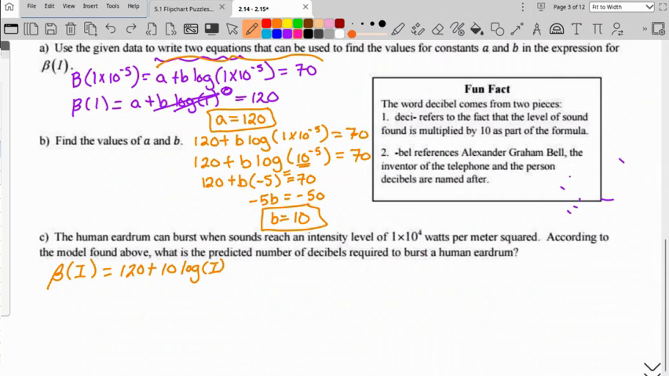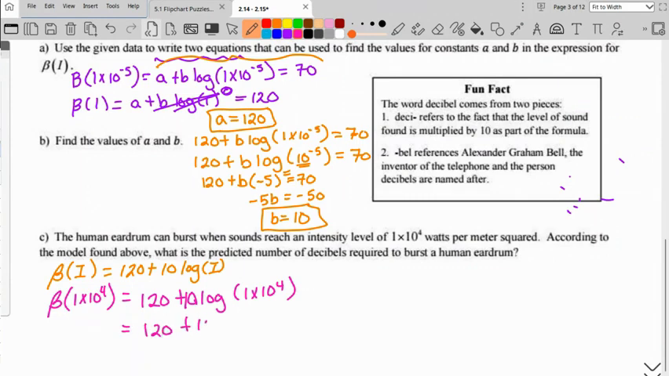Okay, so we said reach an intensity. Okay, so we just want the decibels at 1 times 10 to the 4th. Oh, sorry, not negative 4th, to the 4th. And that's just going to be 120 plus 10 log 1 times 10 to the 4th. Okay, so let's evaluate that.